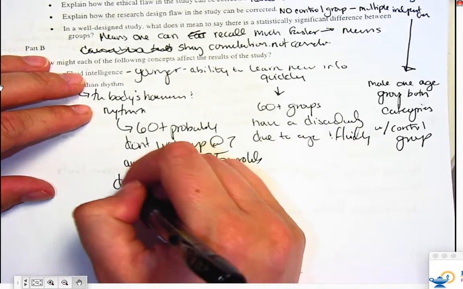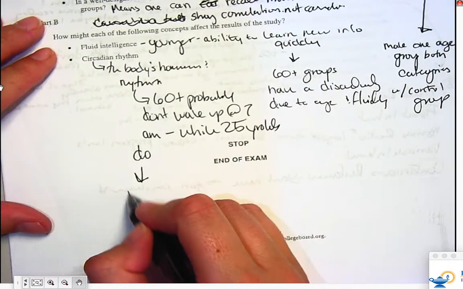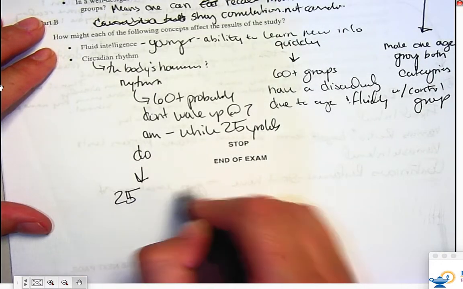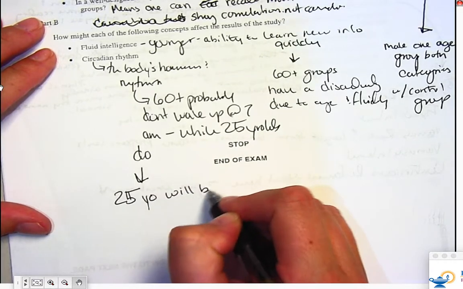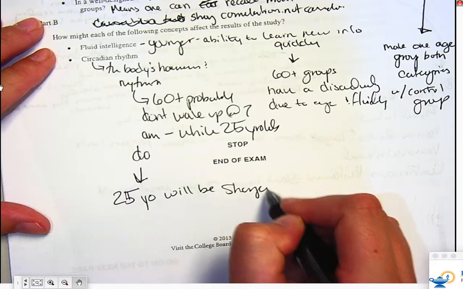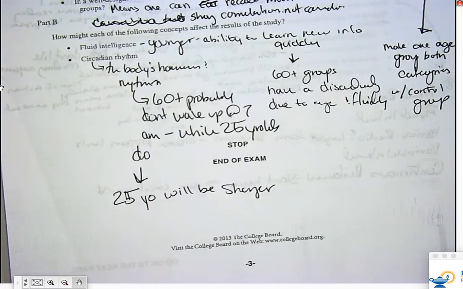25-year-olds do. How is this going to affect scores? Skylar? I won't be as alert in the morning, since I'm not used to waking up at that time. The 25-year-olds will be sharper. There you go. Nice job. Did you like that one better? My 4th period just couldn't figure it out. I don't know really why.